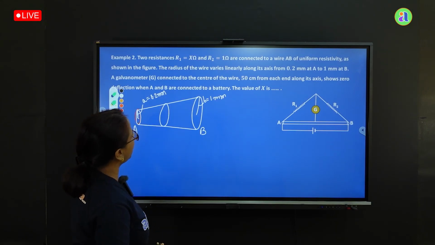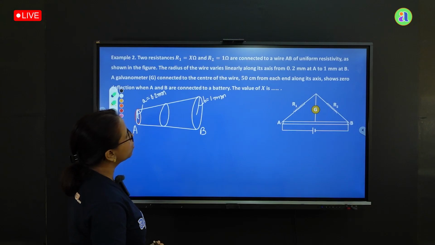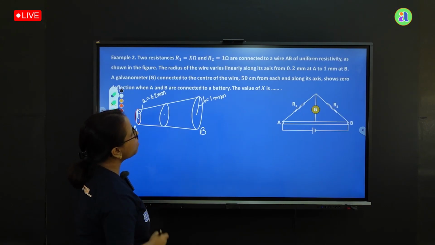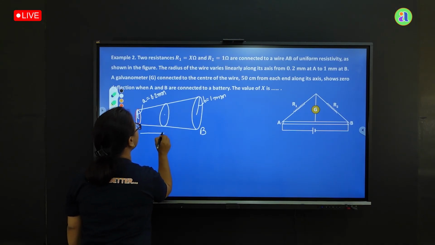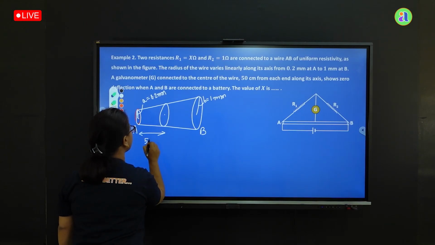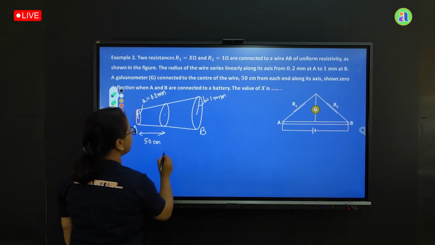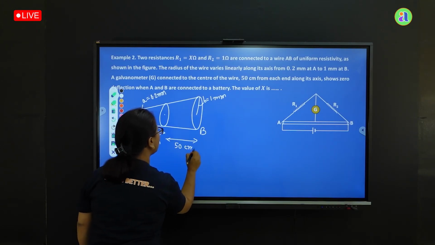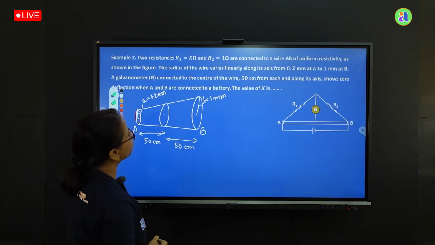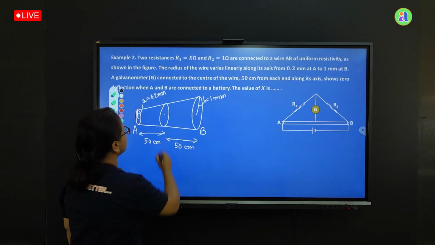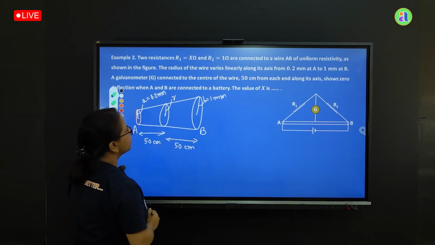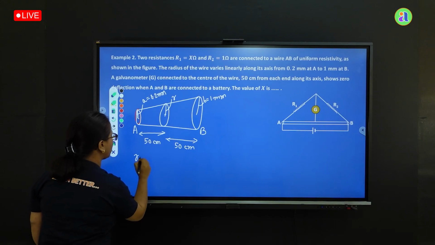Also, it has been told that at the center of the wire we have a galvanometer connected, such that the point at the center that we are considering is at a distance of 50 centimeter from each end. So this distance is also 50 and the remaining distance is also 50. But look at the units, this is in centimeters now. Okay, now what we have here is, let us assume that this is R. Then very easily we can find out R here.